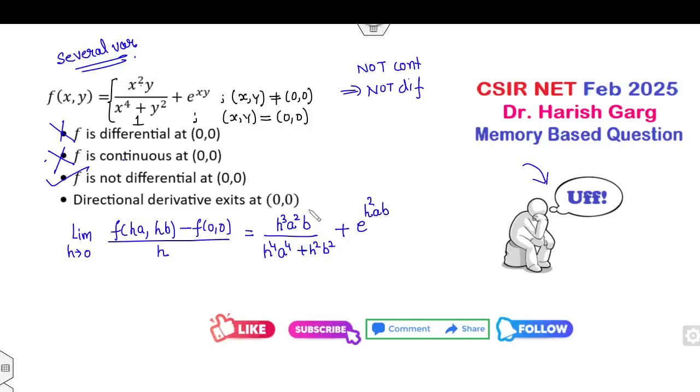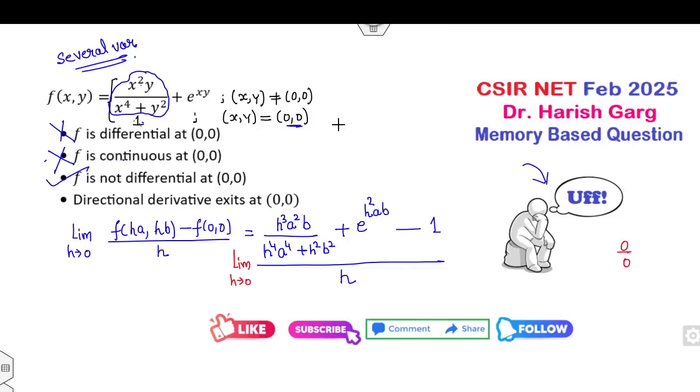This is the value of f(ha, hb), minus the value of f(0,0), which is 1. Why is this value needed? Because at the point (0,0) the function is not defined, that's why this is the continuity case, divided by h. Now, as h approaches 0, clearly this is a 0 by 0 form. If you think about the 0 by 0 form, then apply L'Hopital's rule.